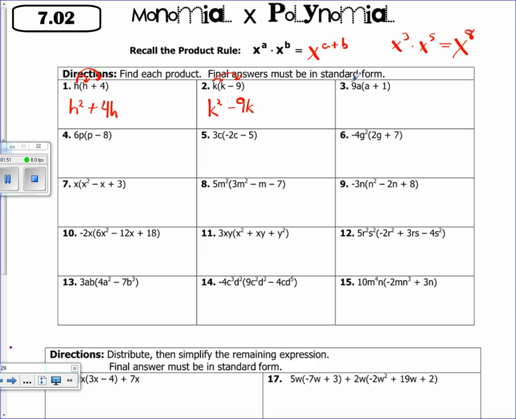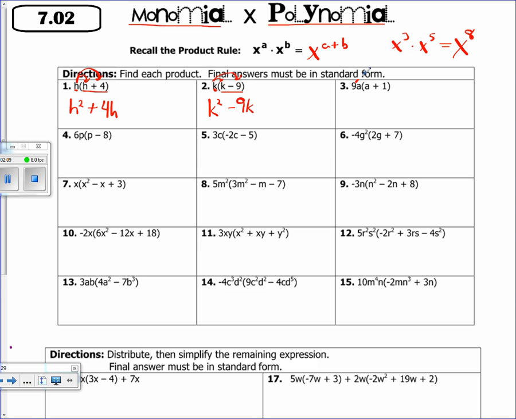Alright, and this is a monomial times a polynomial because the monomial is the h and the k, in this case, a single term multiplied by another thing that's got more than one term. So these are binomials. Remember, they have two terms, so it's a binomial.